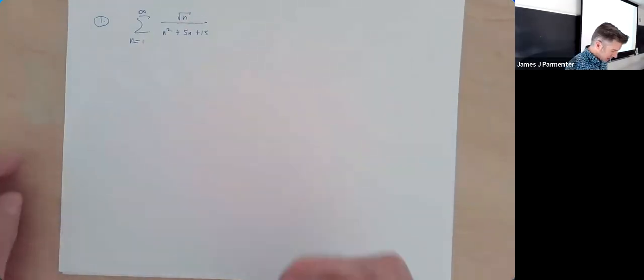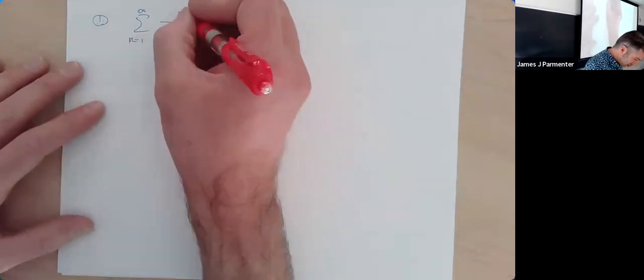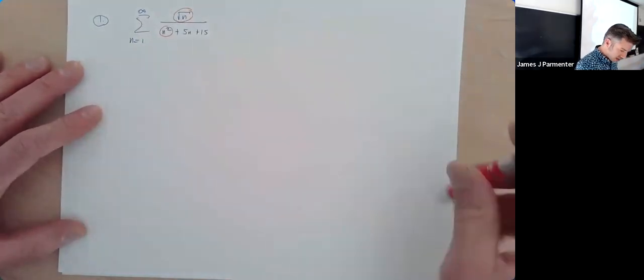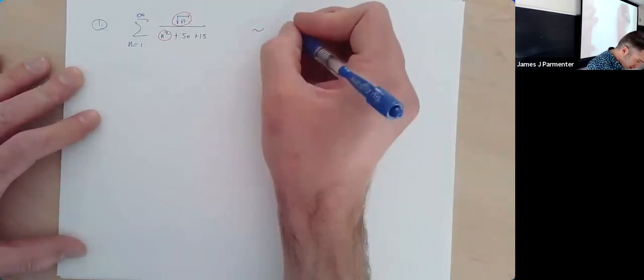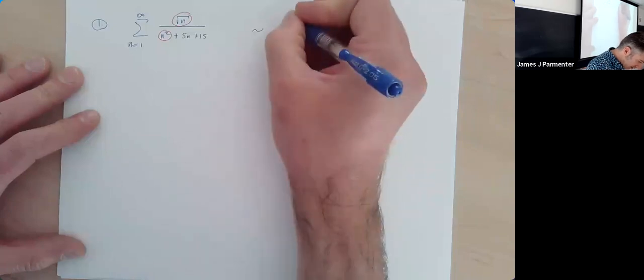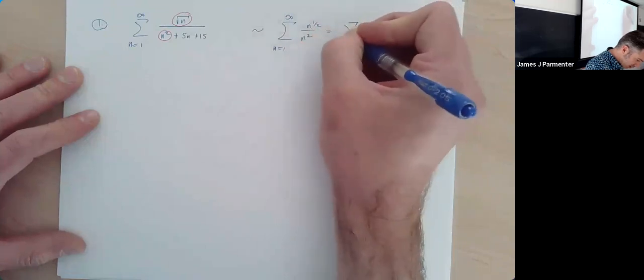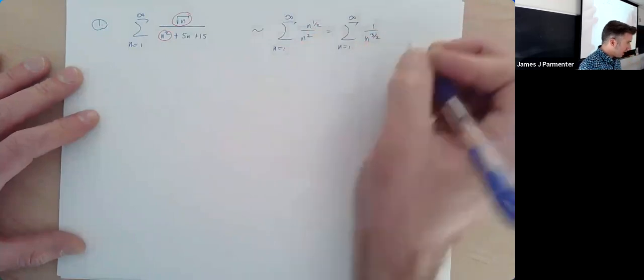Thing one, I'm looking at the highest powers. If I've got a rational-ish kind of thing, I say rational-ish because it's technically not a rational function because you have an n to the 1/2. But you've got powers of n over powers of n. I'm looking at the highest power of n over the highest power of n. So I'm thinking of this as being similar to the sum from n equals 1 to infinity of n to the 1/2 over n squared, which is just the sum from n equals 1 to infinity of 1 over n to the 3/2. Okay.